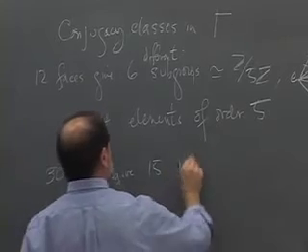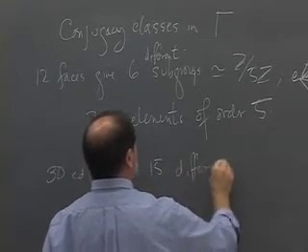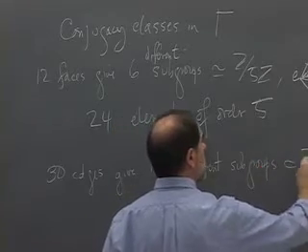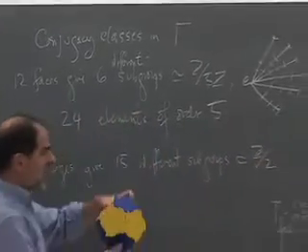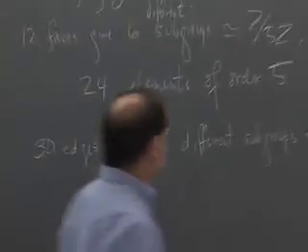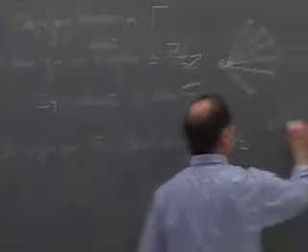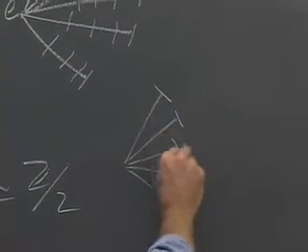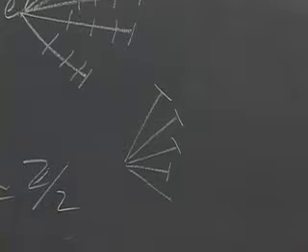So you have 30 edges give 15 different subgroups isomorphic to Z mod 2, because each pair of opposite edges determines the same subgroup. And again, those are distinct groups. They only intersect in the identity. In a subgroup of order 2, you only have one non-trivial element. So you get 15 elements of order 2.